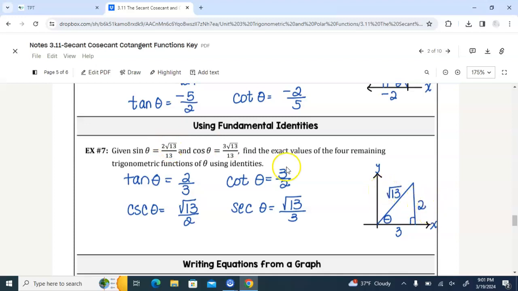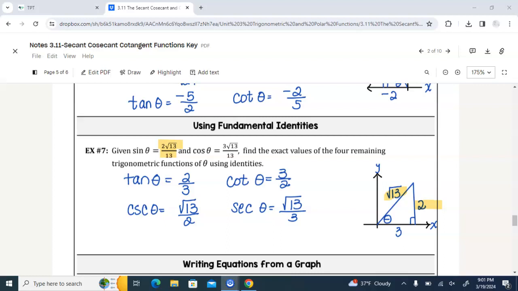Now, let's say you didn't see this as well. Could you have labeled this triangle as 2 root 13, and this side as 13, and gotten the same exact answer? You could have. They would have canceled. You would have been absolutely fine to do it that way.